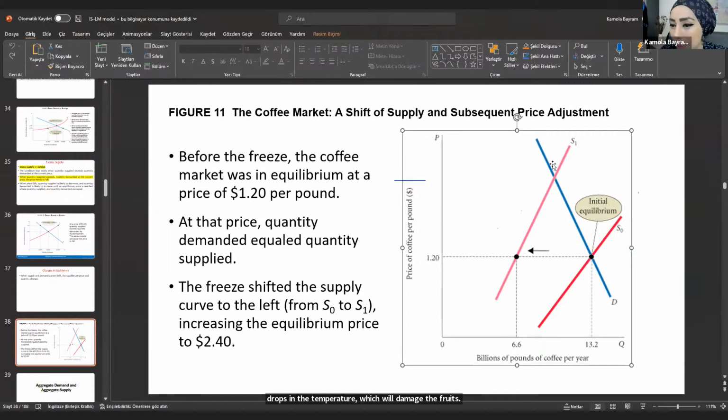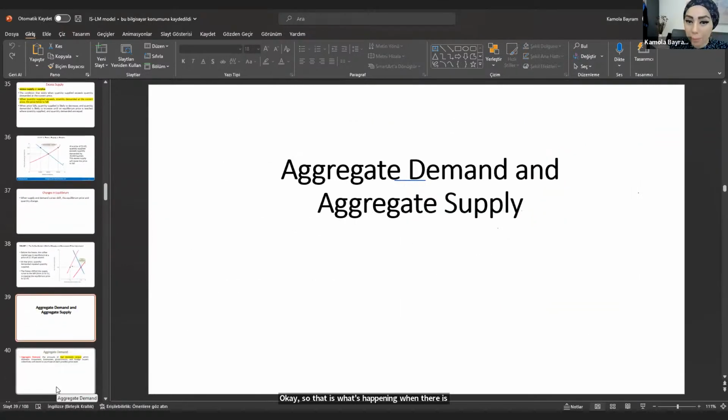So it means now the price is higher and equilibrium is here, and the amount people want to buy is lower, right? They still will consume coffee, but now they will consume less at a given price. Okay, so that is what's happening when there is an increase in price. Now, coming to the next topic. Now we have covered all important concepts in economics. After that, we can build anything on that.